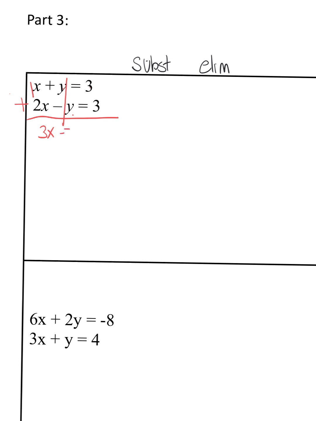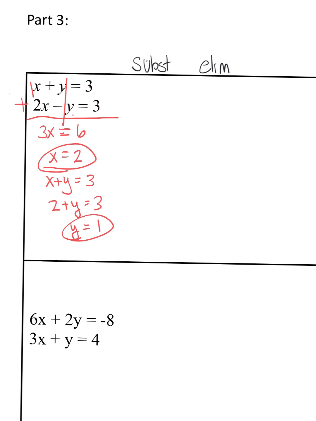3 plus 3 will give me 6, leaving me with a one-step equation to solve, and I now know that x is 2. And then I go back up into either one of the original equations. I'm going to use that x plus y equals 3. In place of x, I'm going to put in a 2. And I can solve this to see that y is equal to 1. So there's my x and my y. The ordered pair is (2, 1).